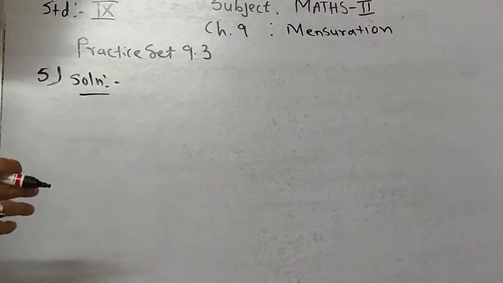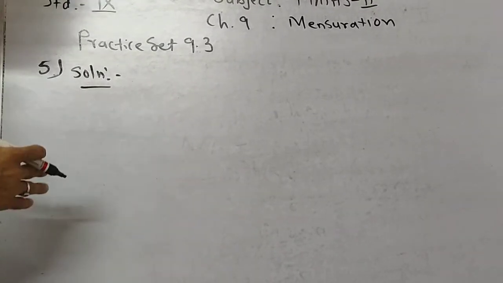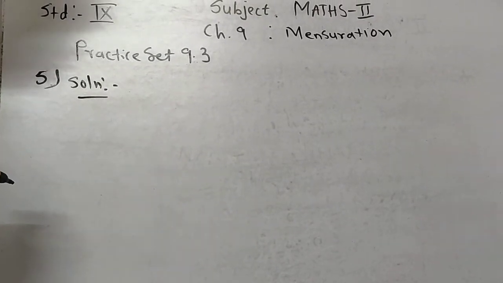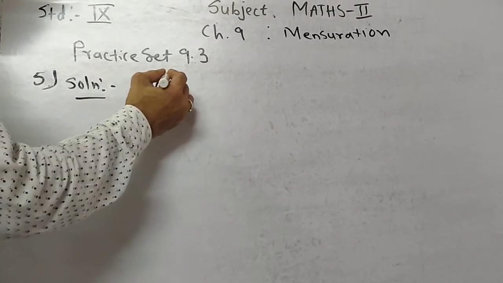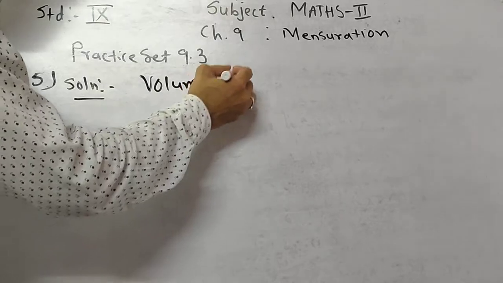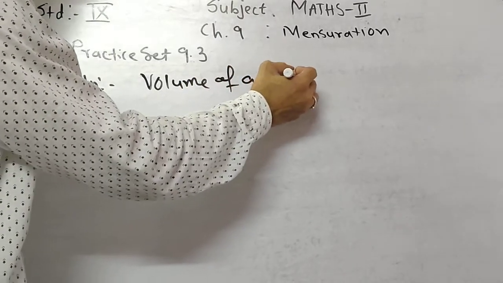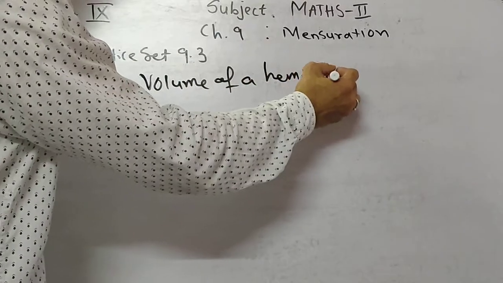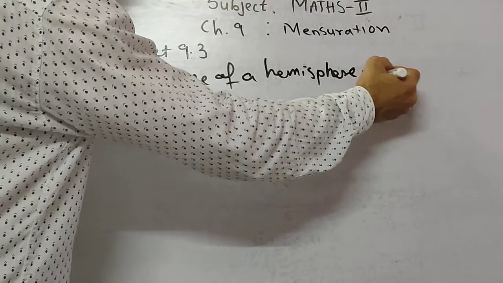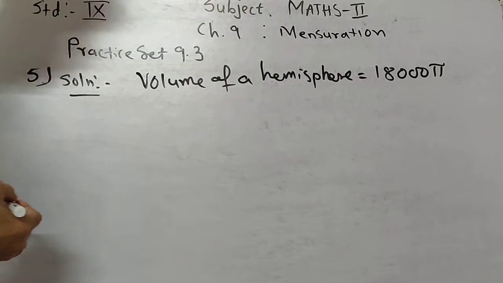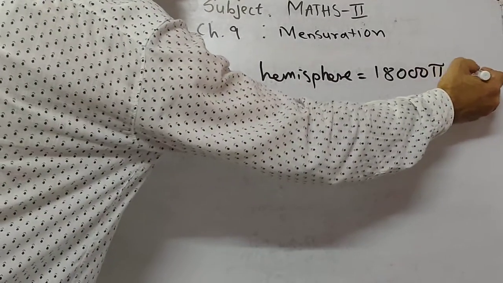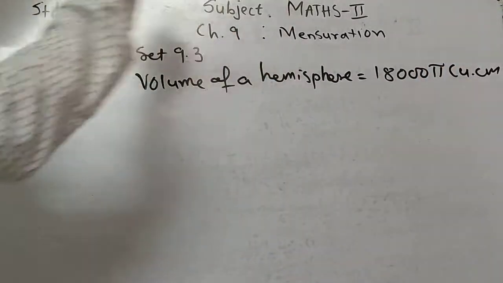Okay, now come to sum number 5. This is the last sum of this practice set. Sum number 5, the volume of a hemisphere is 18,000 pi cubic centimeter. Okay, the volume of a hemisphere is given.